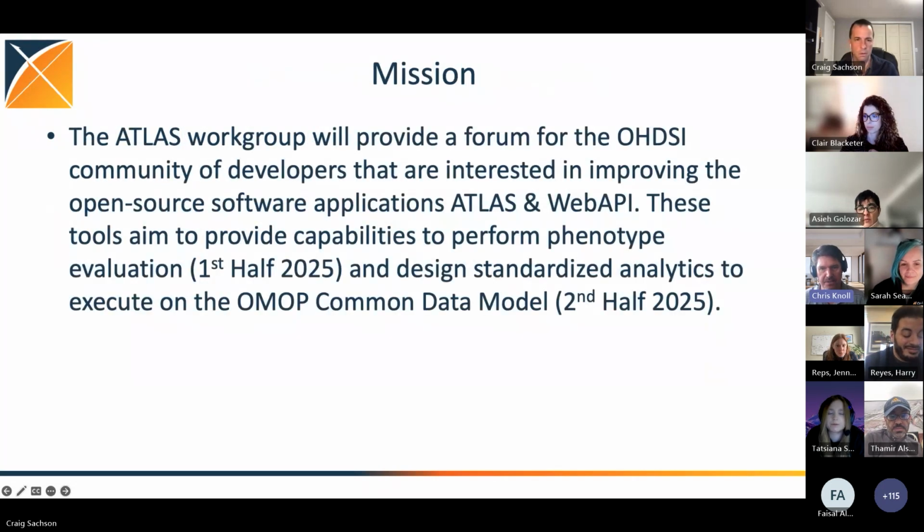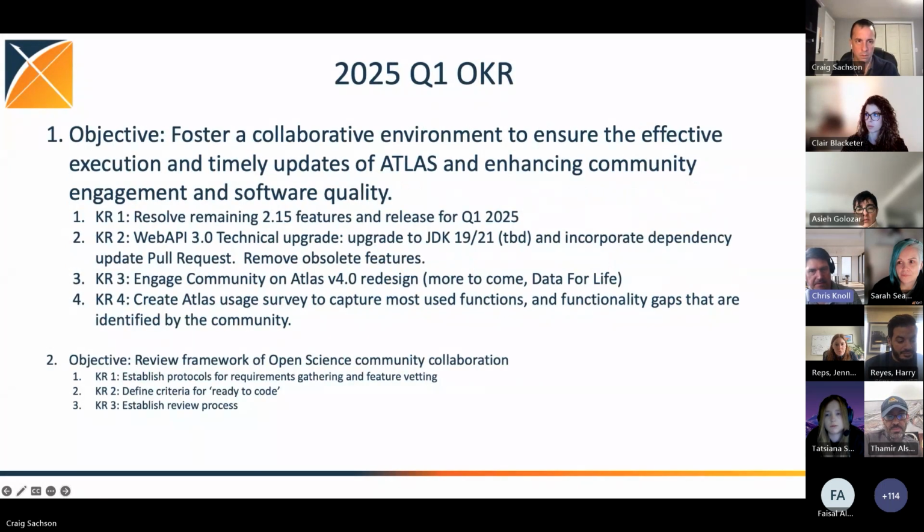The Atlas Working Group will provide a forum for the Odyssey community of developers that are interested in improving the open source software applications Atlas and Web API. These tools aim to provide capabilities to perform phenotype evaluation, which is our focus in the first half of 2025, and design standardized analytics to execute on the OMOP Common Data Model, which is our second half 2025 objective.